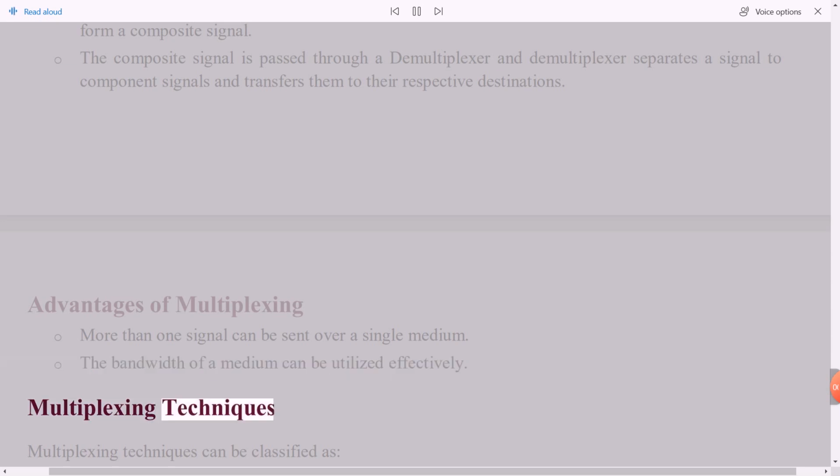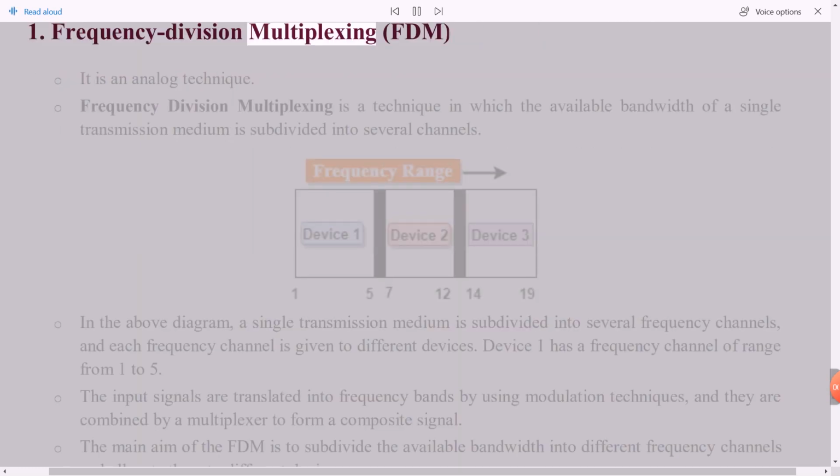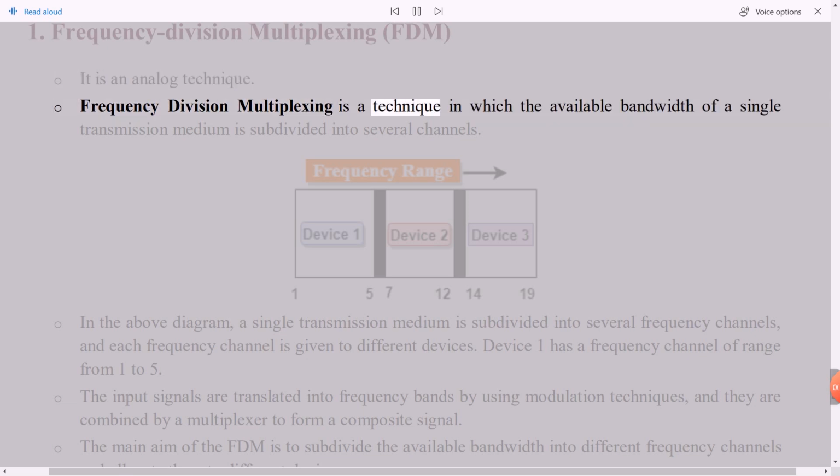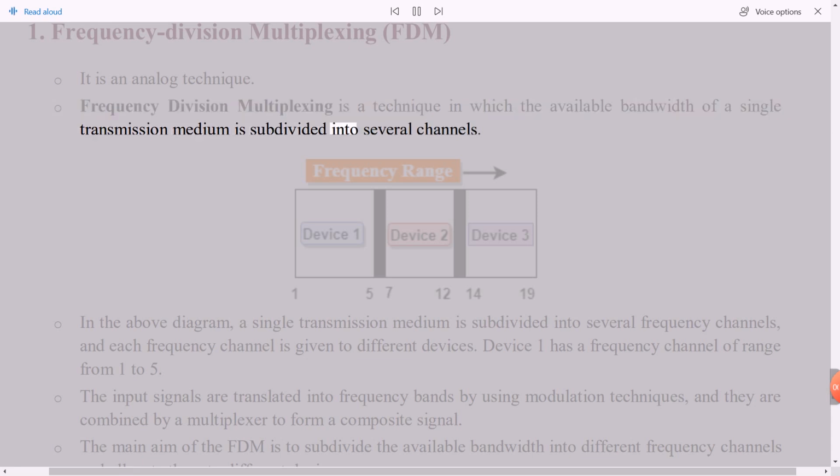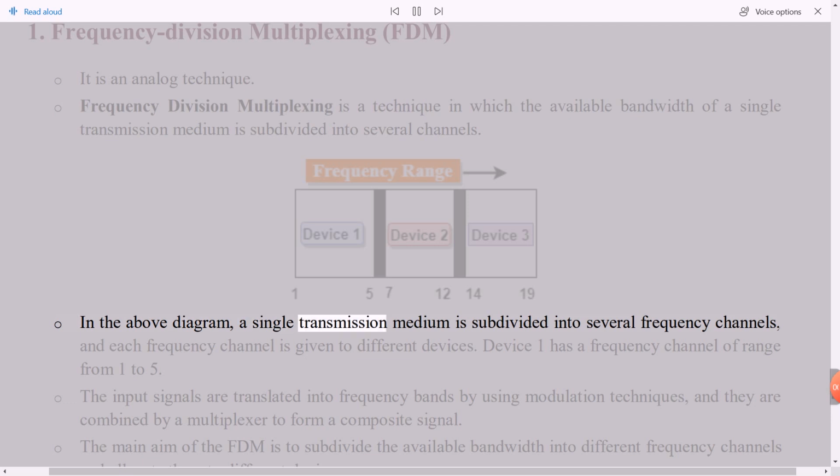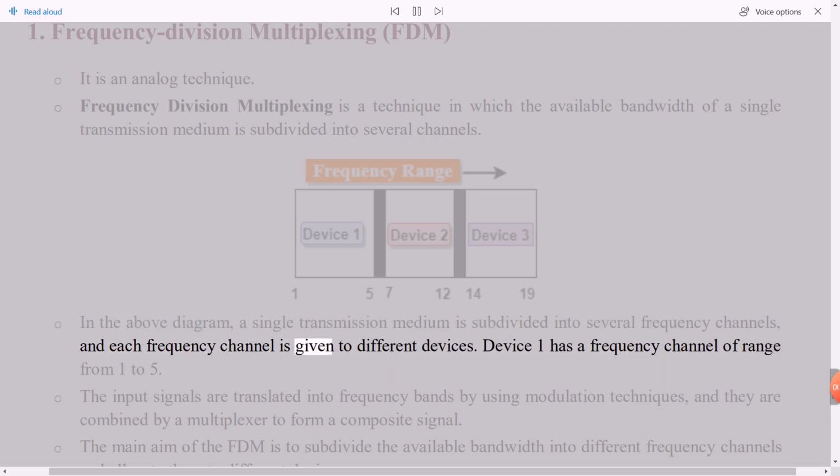Multiplexing techniques. Multiplexing techniques can be classified as: 1. Frequency division multiplexing, FDM. It is an analog technique. Frequency division multiplexing is a technique in which the available bandwidth of a single transmission medium is subdivided into several channels. In the above diagram, a single transmission medium is subdivided into several frequency channels, and each frequency channel is given to different devices. Device 1 has a frequency channel ranging from 1 to 5.